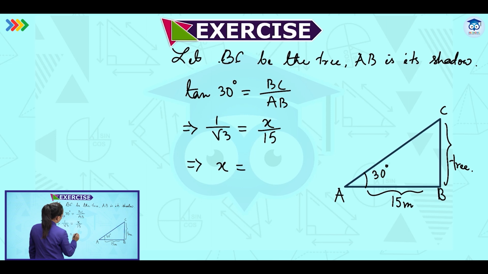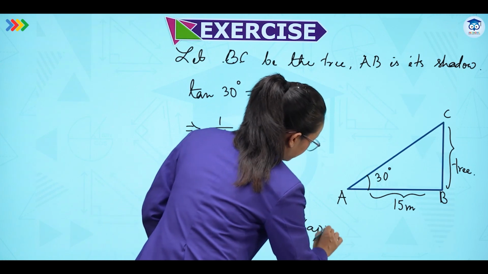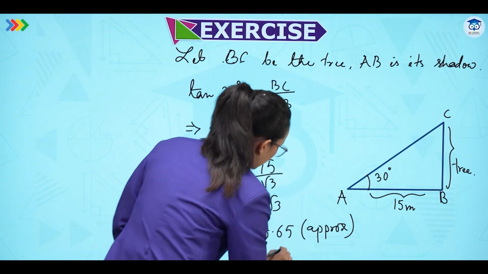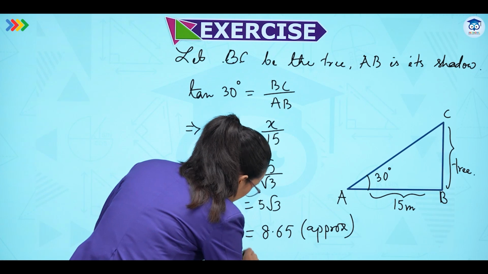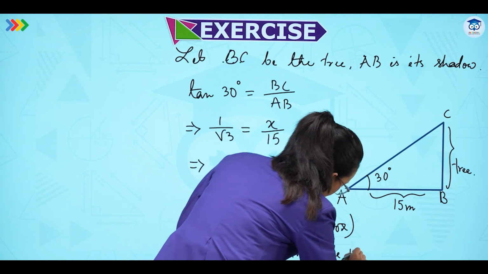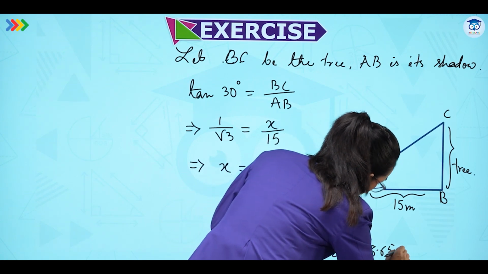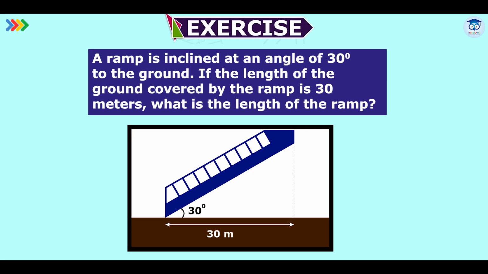So this is nothing but x is equal to what? 15 upon root 3, that is 5 root 3. So its value is 8.65 approximate. Okay. So we have to write the unit as well. So we can write as the height of the tree is 8.65 meter approximate.